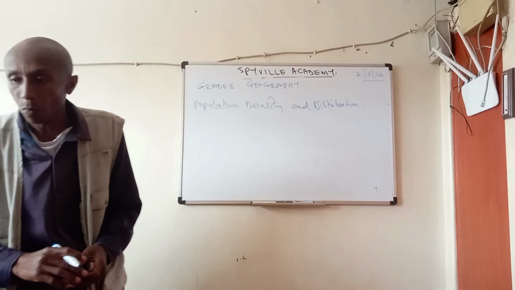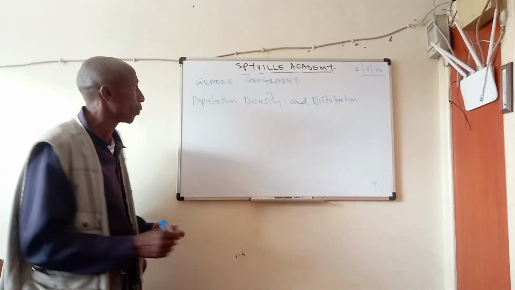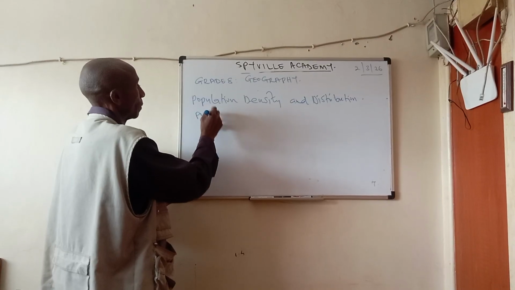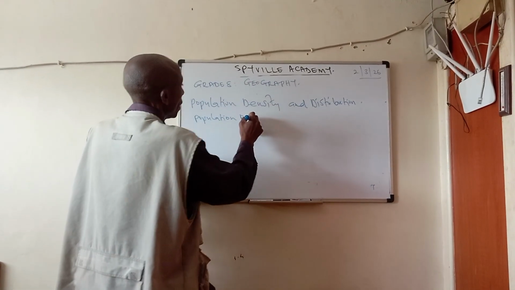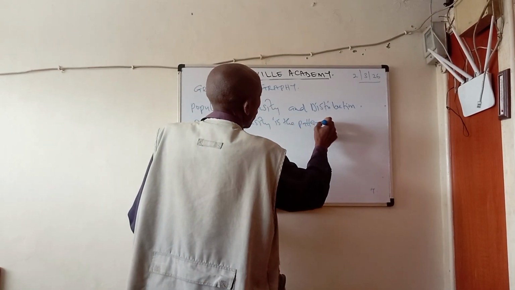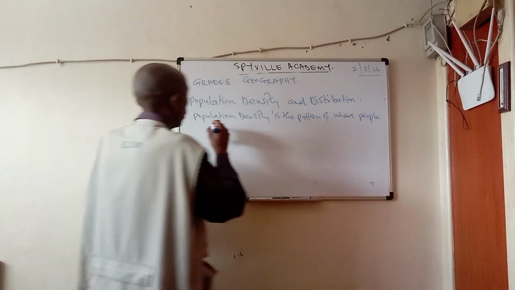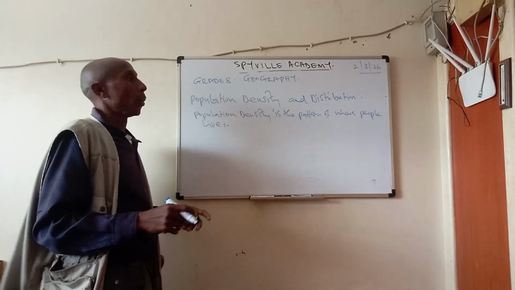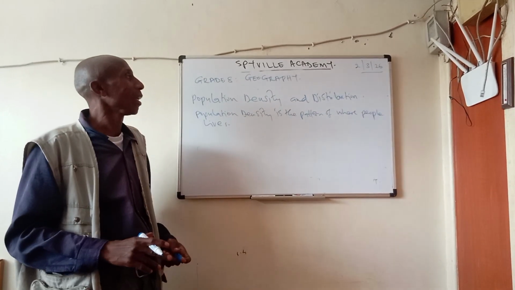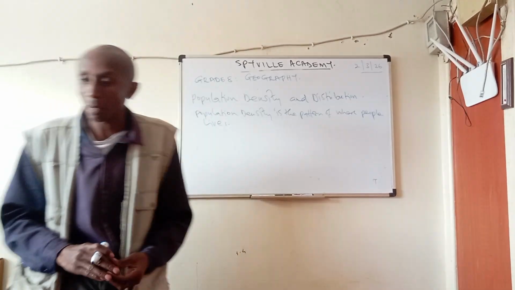Of humanity. So population density is a pattern of where people live, because we may say somewhere it's sparsely populated or densely populated depending on the number of people as per given square kilometers.